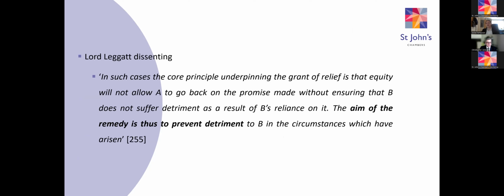I'll consider first Lord Leggatt's approach in his dissenting judgment, as I think it provides helpful context for Lord Briggs' leading judgment. The crucial difference in Lord Leggatt's approach is his focus on detriment. In his dissenting judgment, although he recognised that it is an attempt at going back on the promise, which is the conduct which ultimately gives rise to the claim, Lord Leggatt nonetheless framed the relief by reference to detriment suffered. The aim of the remedy is to prevent detriment, he said.